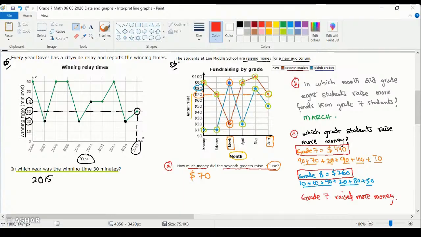So the questions can be very different depending on the values that are given to us. In question number 5, we had a single line, right? A single line would be very straightforward, maybe one or two. We cannot do any comparison. But in question number 6, we had two line graphs. If two line graphs are given to us, we can always compare the values. Okay. Let's look at another example.